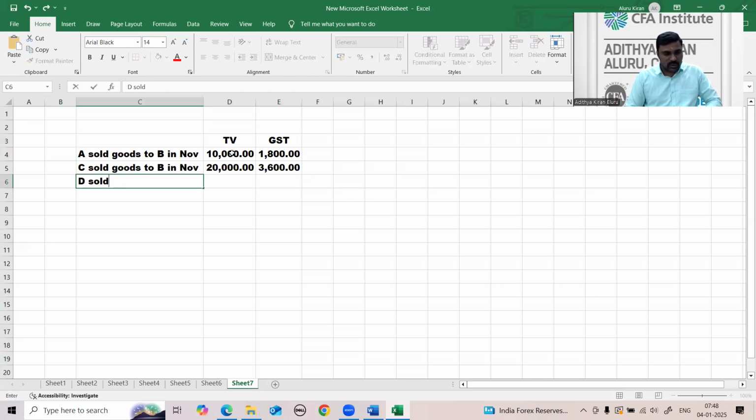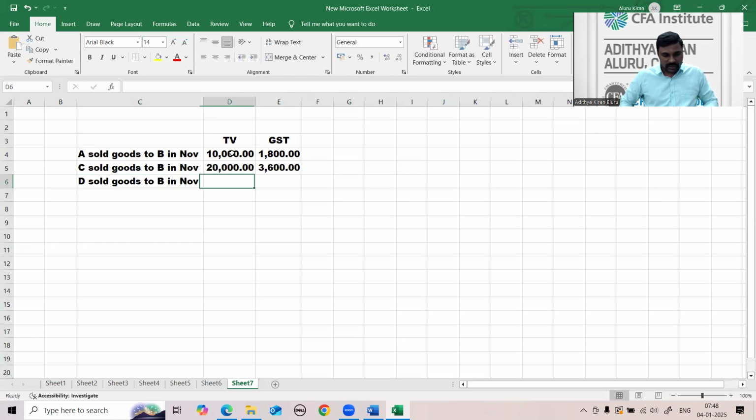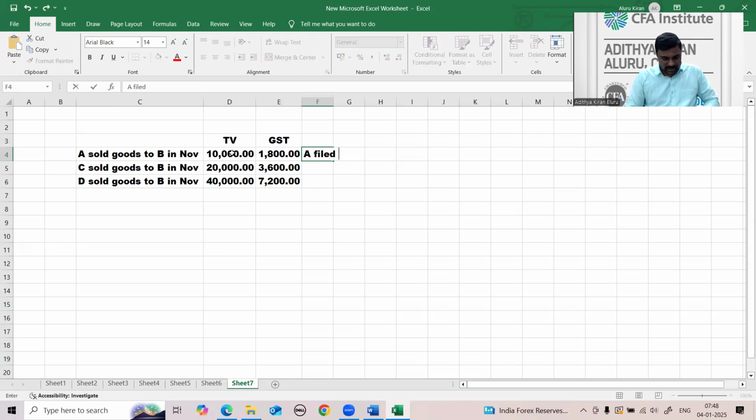Similarly, D sold goods to B in November. Say 40,000. GST will be 7,200. Assume A filed GST return. A filed GSTR1 of November on 10th December 2024.